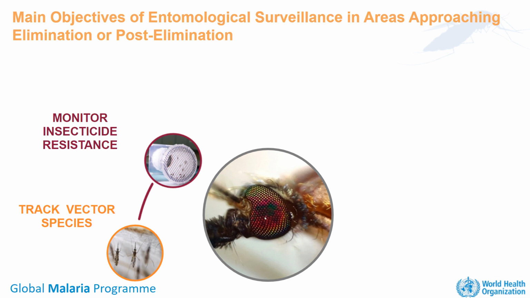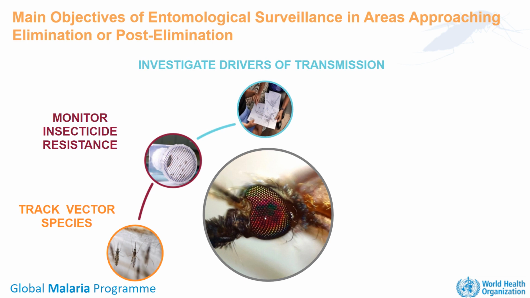Third, entomological surveillance may be important in proactive or focal investigations to understand entomological contributions to novel, continuing, or resurging transmission. For example, an outbreak of malaria may be related to changes in the vector population. Entomological surveillance activities could help determine whether changes to vector populations are driving transmission.